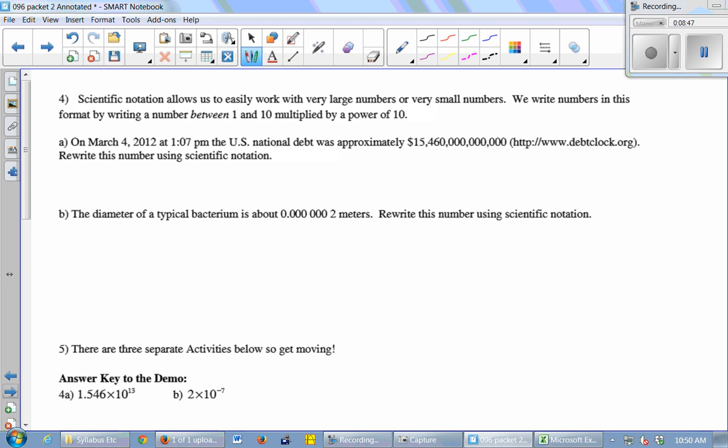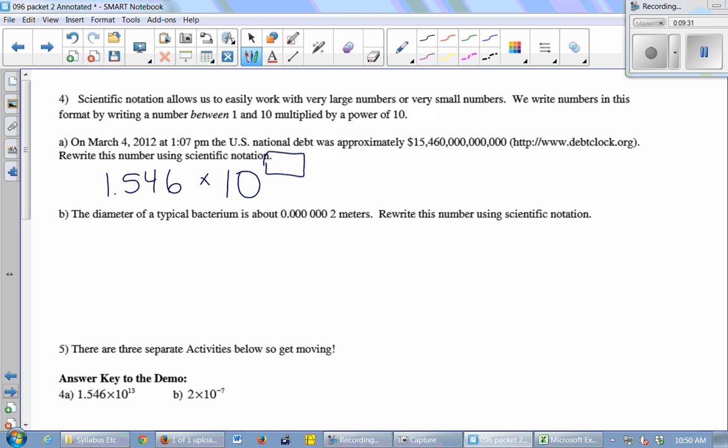So for example, U.S. national debt in 2012 was approximately, let's see, thousands, millions, billions, trillion. $15,460 billion. If I wanted to write this number using scientific notation, I need to change this to a number between 1 and 10. Where should I put the decimal point in this number to make a number between 1 and 10? Right after the 1. So I would write this as 1.546. And then I have to multiply by 10 to some power. Right? I have to figure out what power to put there.